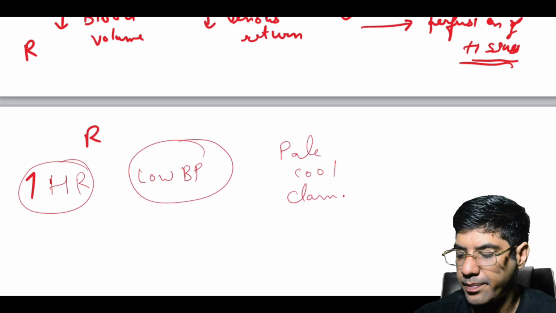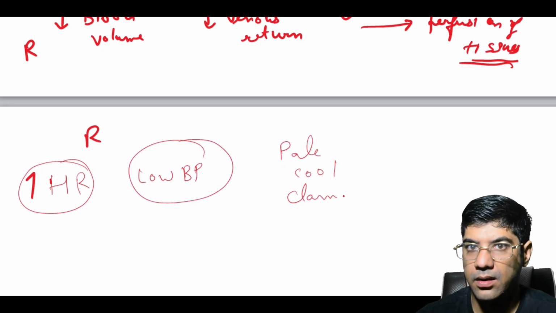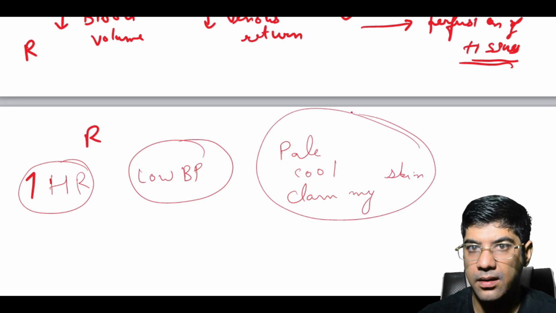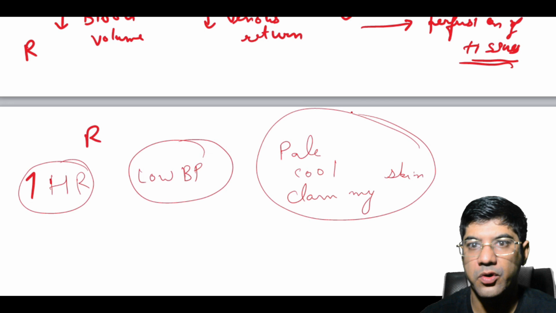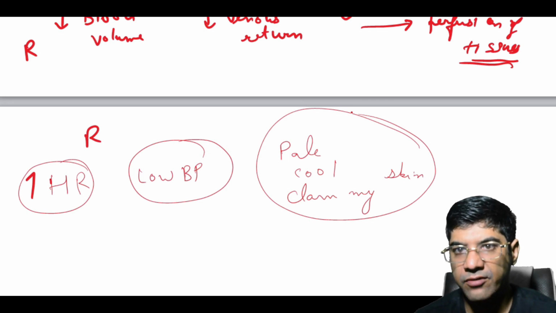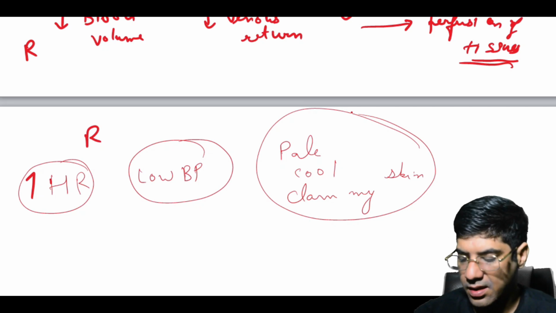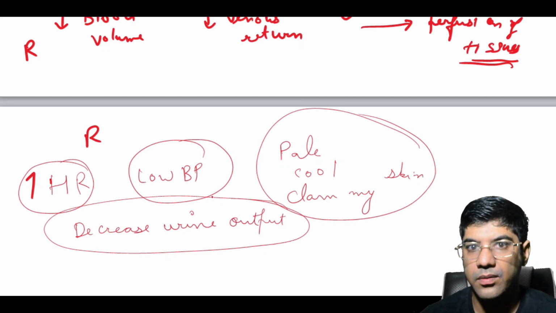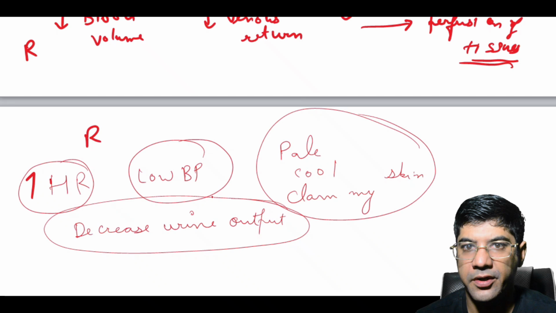Apart from that, pale, cool, clammy skin, due to peripheral vasoconstriction and redirection of blood flow to vital organs. Other thing you will see is decreased urine output, the kidney responds to reduced perfusion by retaining water to preserve blood volume that results in oliguria.